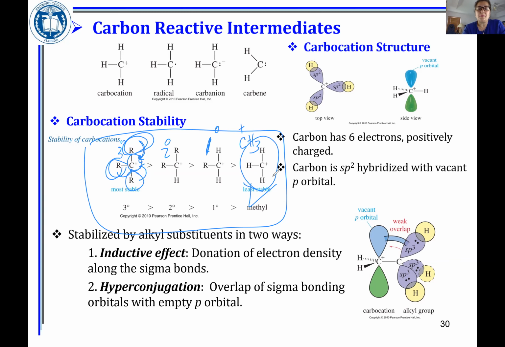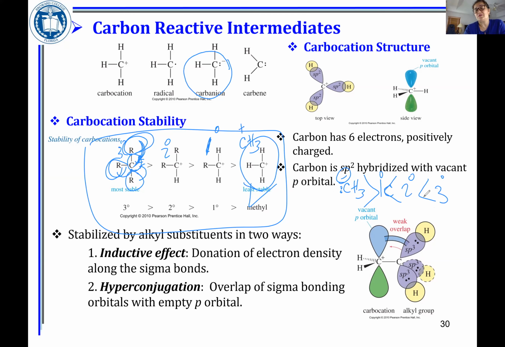For carbanion, what is carbanion? Carbanion is carbon with a negative charge. It's going to be the opposite, because when you have too much electron on the carbon, it doesn't need electron support from the other group. So if you have a CH3 with the negative charge, that is a pair of unshared electrons, the methyl is going to be more stable than the primary, than the secondary, than the tertiary.